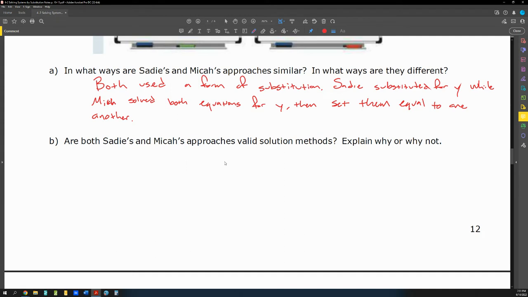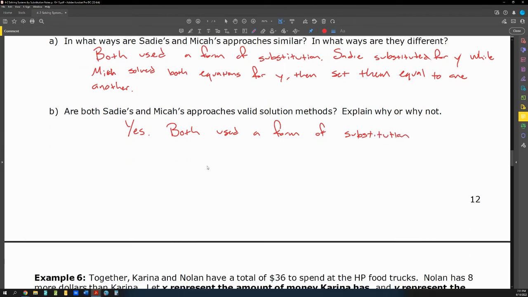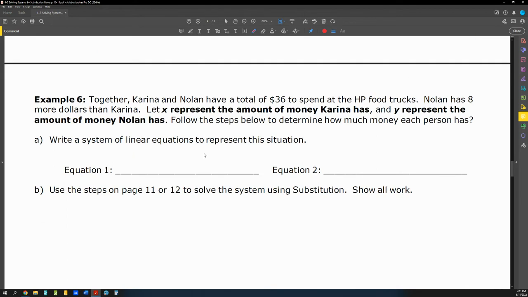And that's the answer to 5b. Are they valid solution methods? Yes, they are. Both used a form of substitution. Okay. Moving right on, example 6.